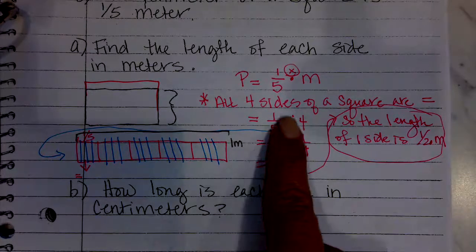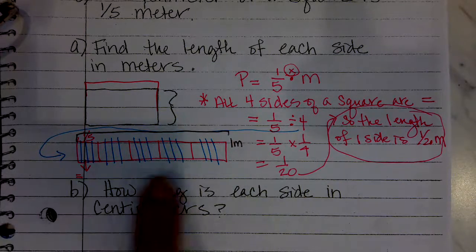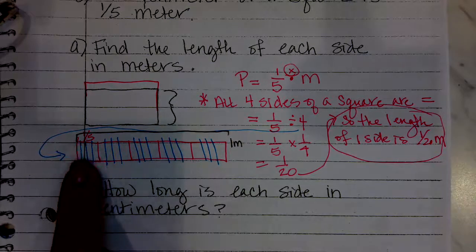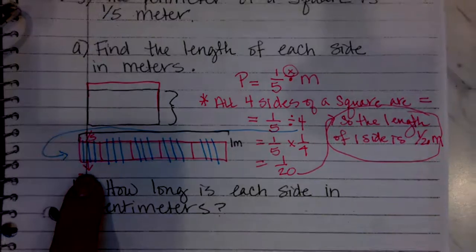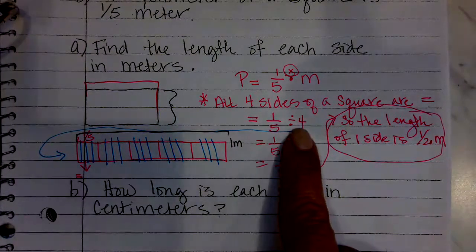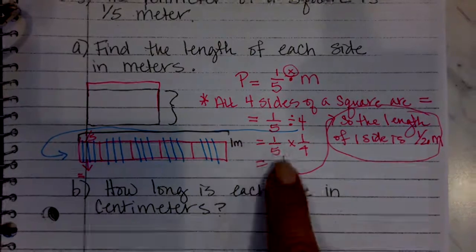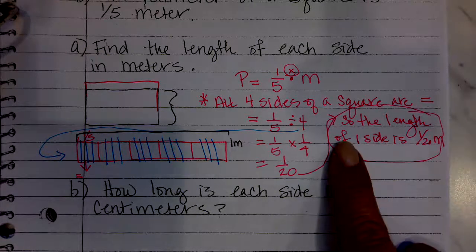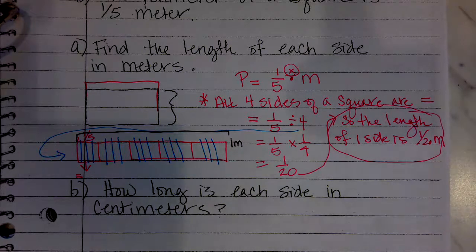So if I take 1/5 and divide it into 4, because there are 4 sides, if this is equal to 1 meter, and this is 1, 2, 3, 4, 5, this one part, 1/5 of a meter, is what we're looking for. So 1/5 divided by 4 sides, there are 4 parts. So 1/5 times 1/4 is 1/20. So the length of one side is 1/20th of a meter. So I'm using the same format that we did before.